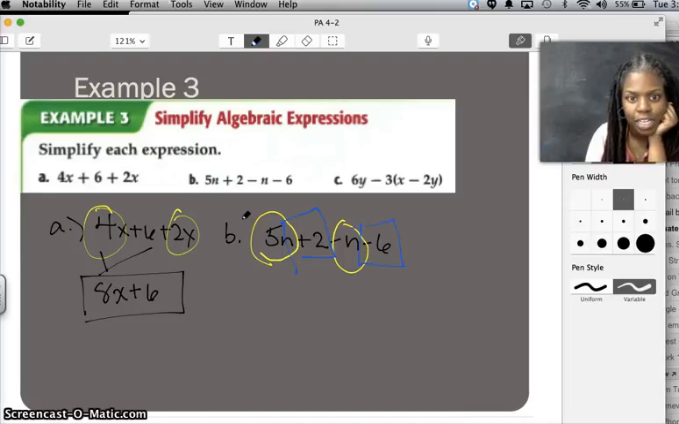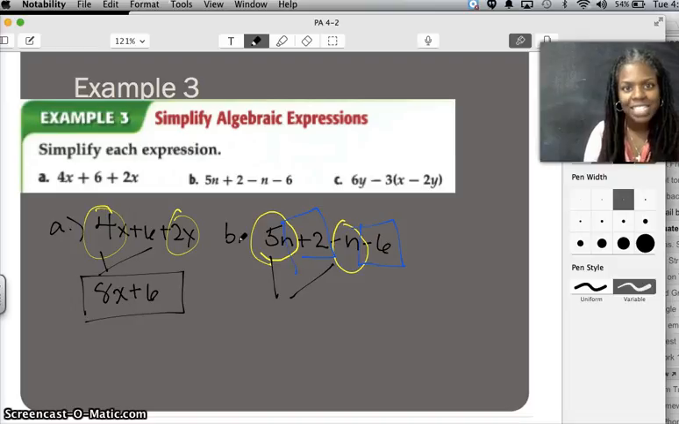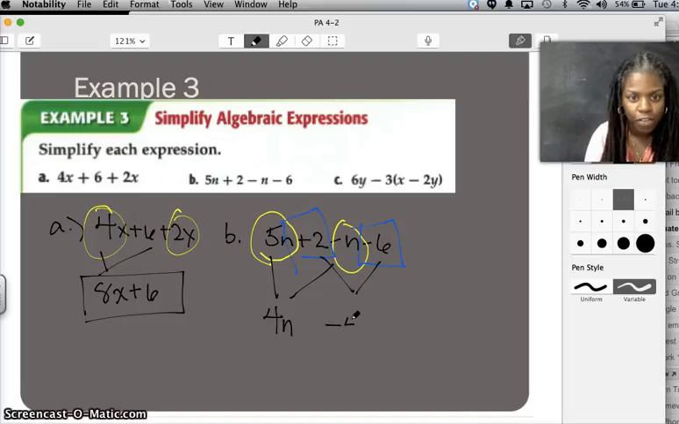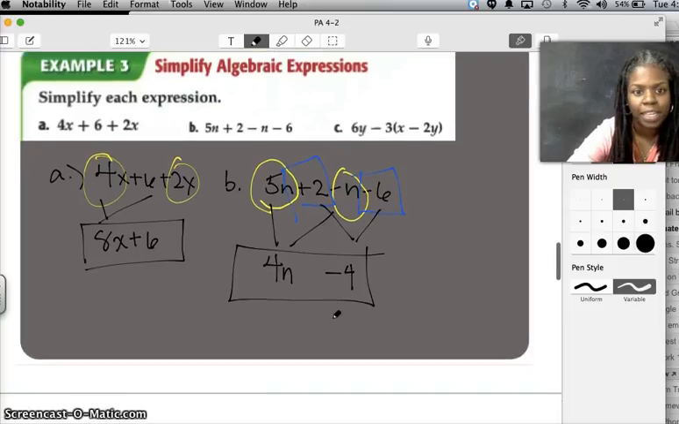So now I'm going to join these together. I've got 5n and a minus n. 5n plus a negative 1n is actually a positive 4n. And then positive 2 and a negative 6 come together to give me a negative 4. So my simplified expression for part B is 4n minus 4.